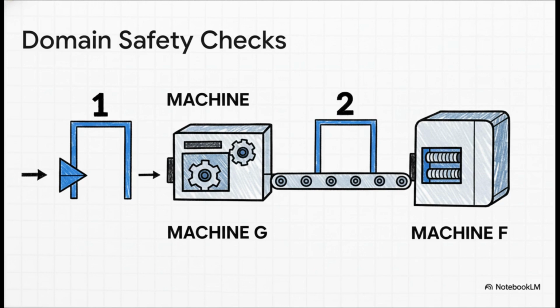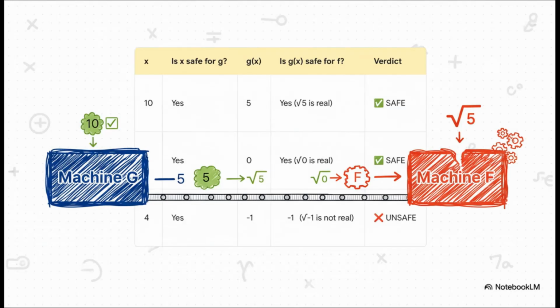And it turns out there are two main safety checkpoints that every input has to pass. Rule number 1, the initial input, X, has to be safe for the very first machine it enters. Makes sense. But rule number 2, and this is the one people forget, is that the output from that first machine has to be a safe input for the second machine. It's got to pass both checks to be allowed on the line. Let's look at this in action.